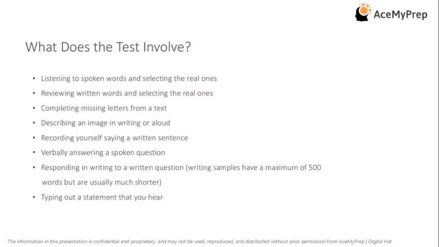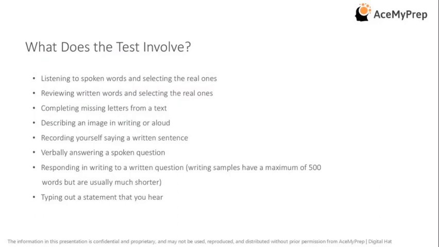Next is describing an image in writing or aloud. In this section, you will see an image on your screen, and you have to either write about it in the given time, or speak about it and record your voice. Next is recording yourself while saying a sentence. In this section, you will see a sentence on the screen, and you have to click on the record button and repeat the sentence as you read it.